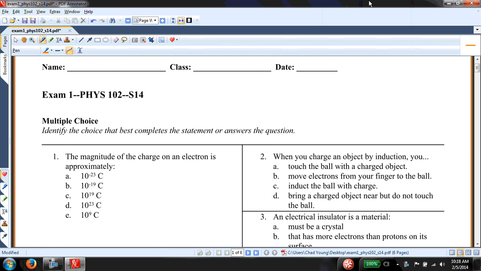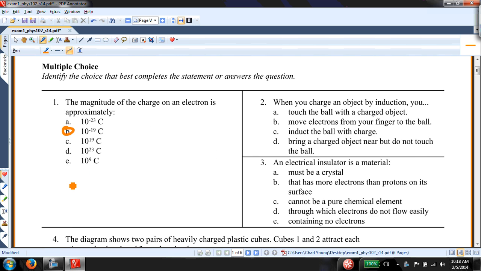Okay, this is exam 1 for Physics 102. The magnitude of the charge on an electron is approximately 1.6 times 10 to the minus 19. So that answer is going to be B, just 10 to the minus 19.